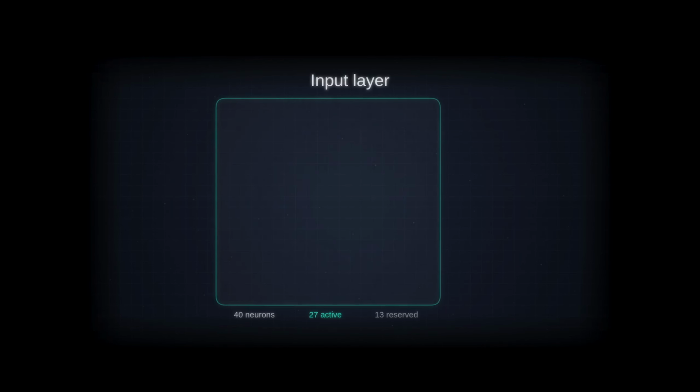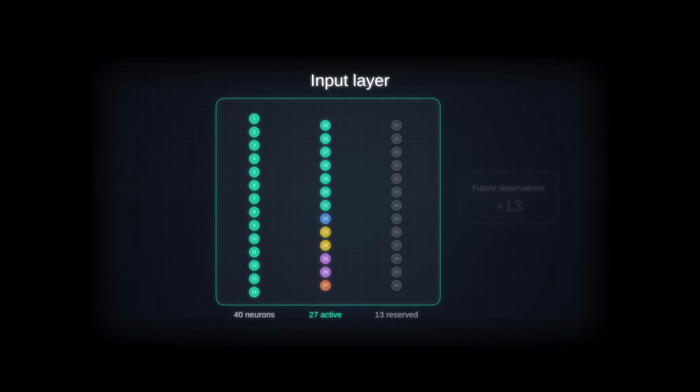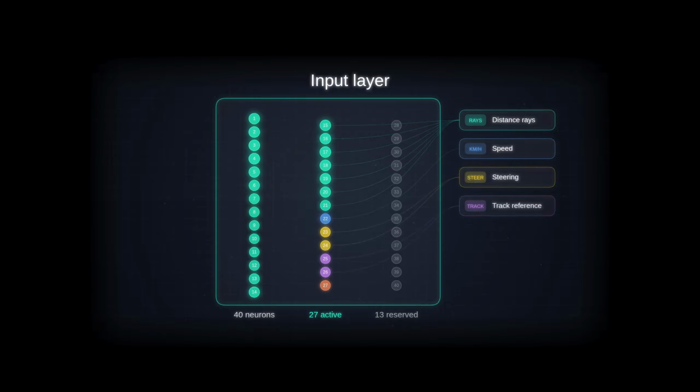For the go-kart experiment, the input layer contains 40 neurons. Of these, 27 are used from the start, while the remaining 13 are left inactive and reserved for future expansion of the observation space without requiring any changes to the network architecture. The observations include information such as the distance to obstacles in different directions, the vehicle's velocities, and the steering wheel position.